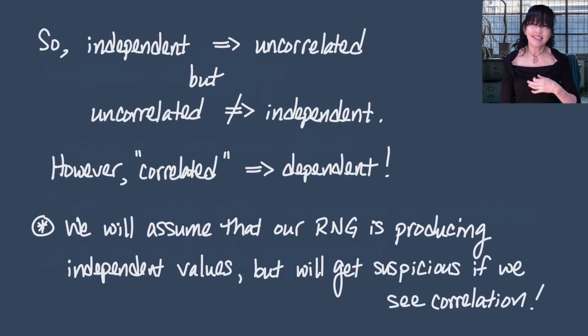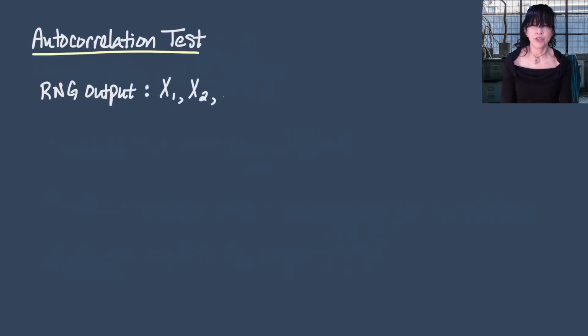So back to the idea of the autocorrelation test, because that was a little aside about covariance and correlation. I've got some random number generator output, capital X1, capital X2, etc. And I want to consider the autocorrelation here. Now, auto means like self. We're talking about correlation of values in the sequence with other values in the same sequence. So that's the auto in the autocorrelation.